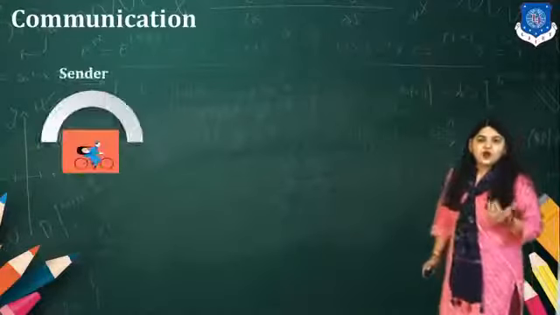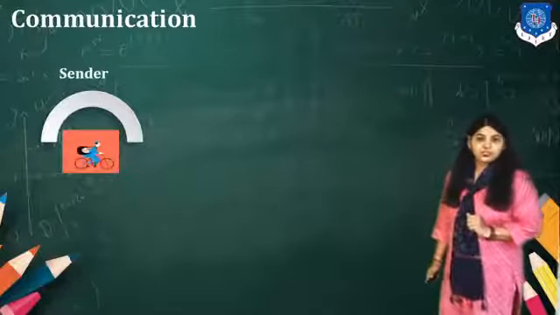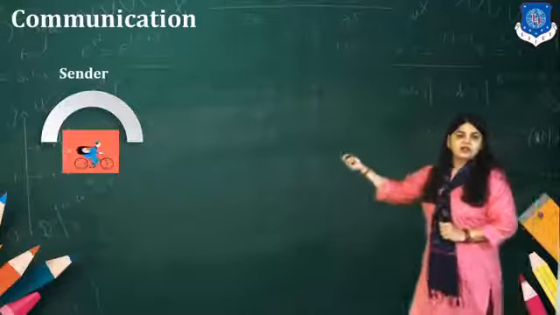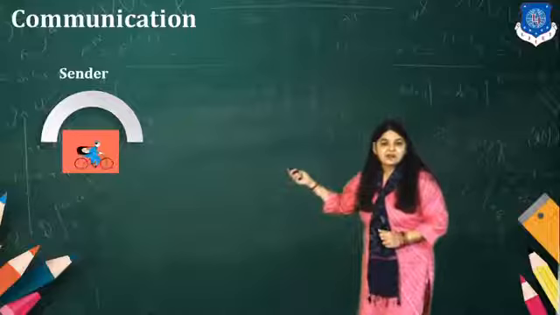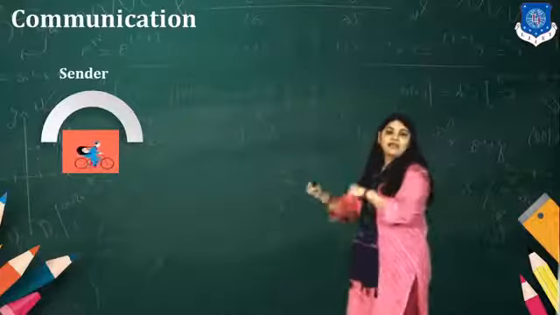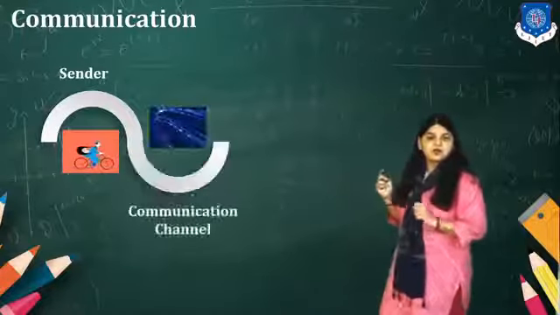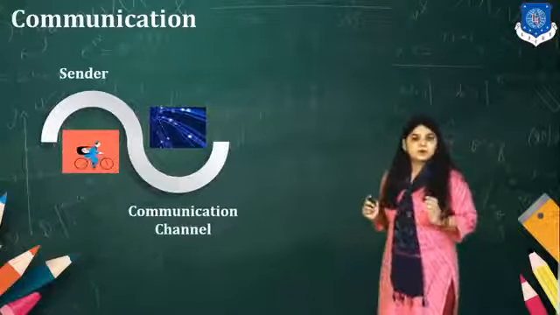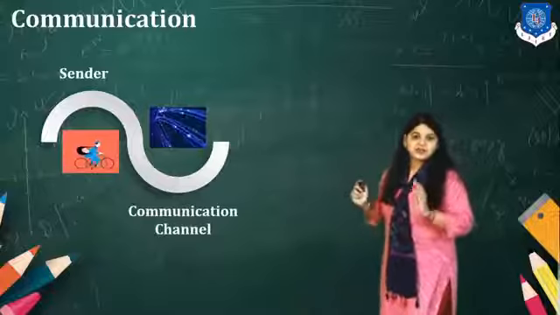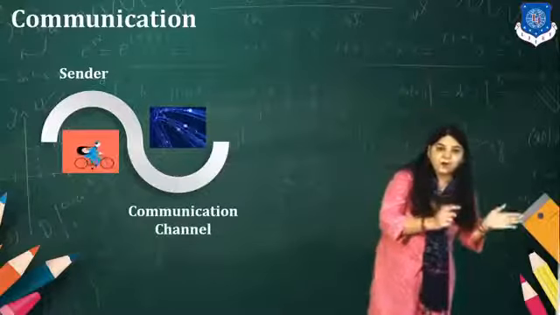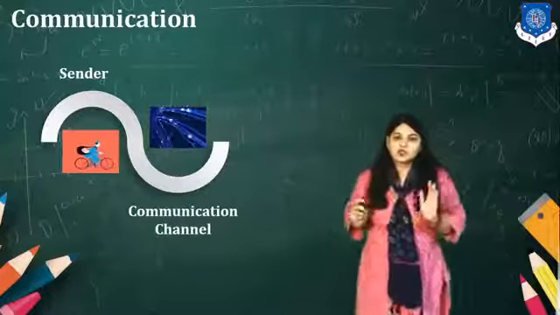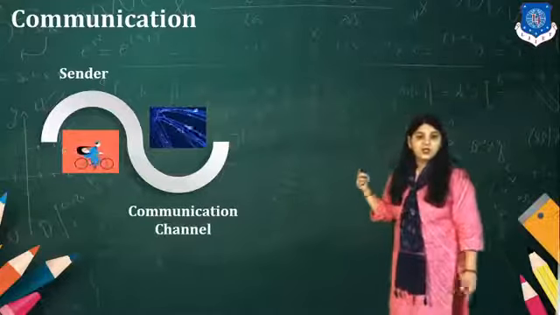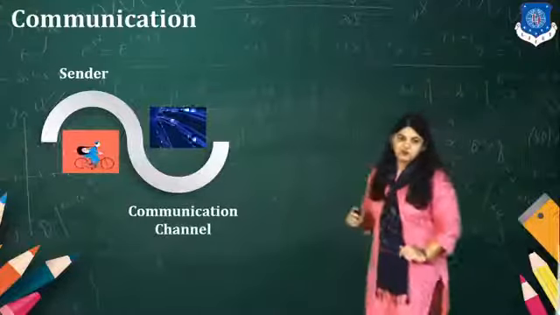So normally, what happens in communication? Here you can see that we have one image. This is the sender, who is going to send the information. Then there is the communication channel. This communication channel is a medium for transferring the information from one place to another place. So here we have the communication channel by which you can transfer your information.